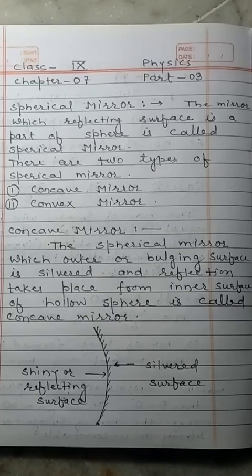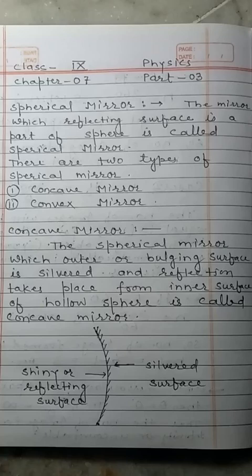A spherical mirror. The mirror whose reflecting surface is a part of a sphere is called a spherical mirror.